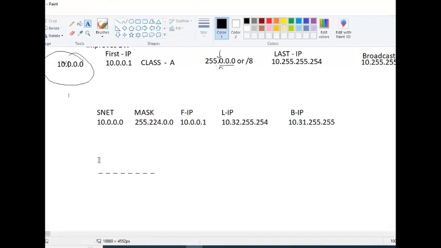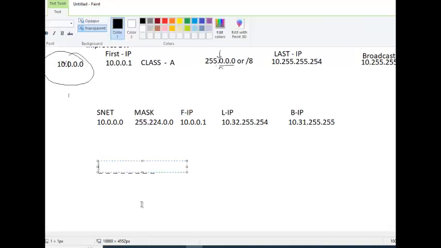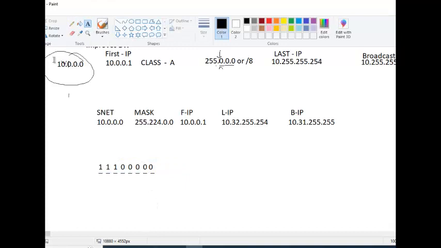Now, in this place, if you have 1, there is a value. There is a value here. There is a value here. And I said only 3 bits I borrowed. All the rest of the bits are 0. You know, the value of the first 3 bits in an octet is 224. I'm going to show you how.